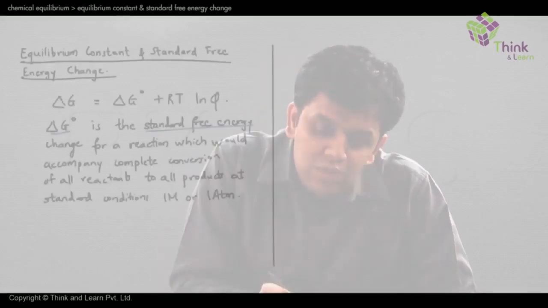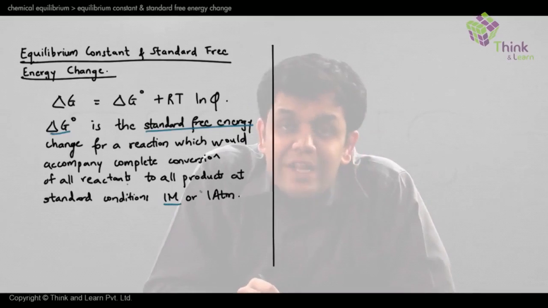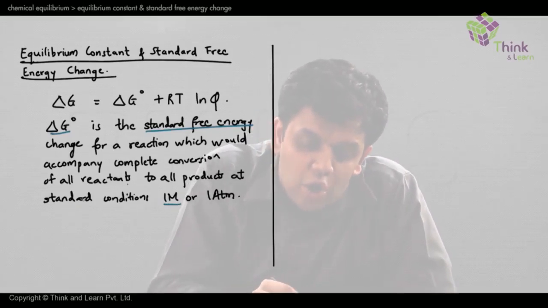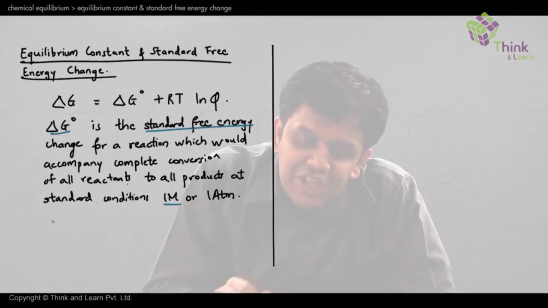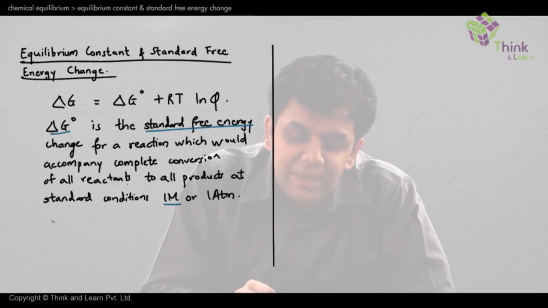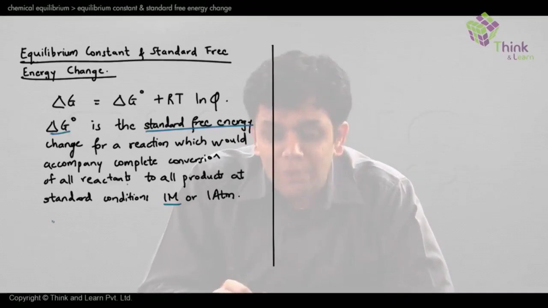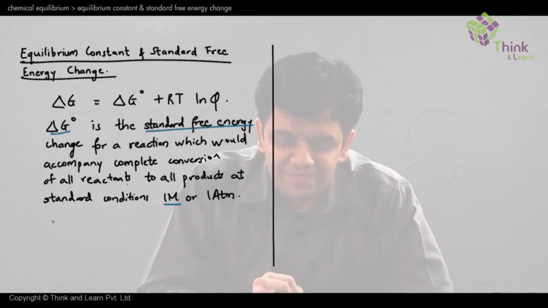Next, we should understand one particular concept that is there in both equilibrium and thermodynamics. We need to understand the relationship between the equilibrium constant and standard free energy. The relationship is delta G is equal to delta G naught plus RT ln Q. In this case, delta G naught is basically the standard free energy change for a reaction which would accompany the complete conversion of all reactants at standard conditions to all products at standard conditions, which is 1 molar or 1 atmosphere.